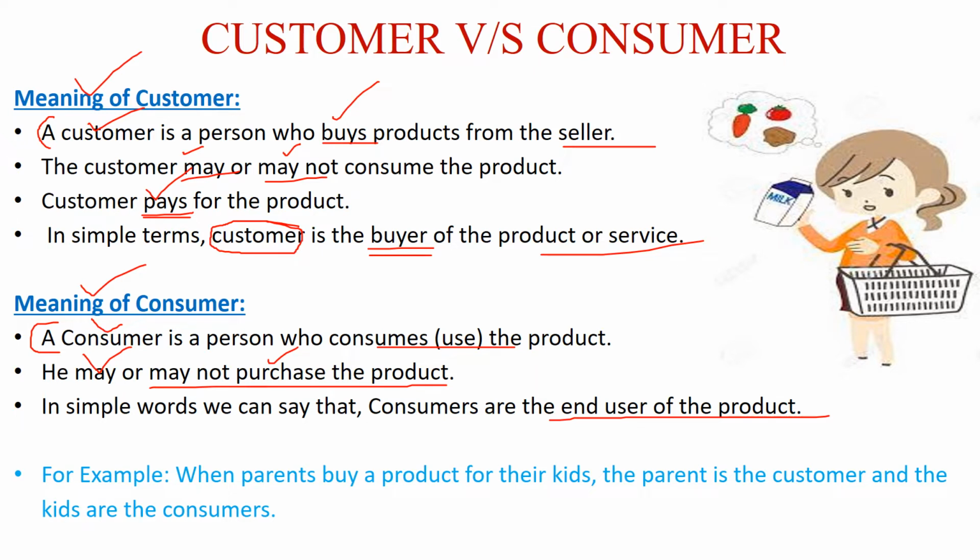If we take an example, when parents buy a product for the kids, the parents are the customer and the kids are the consumer. If we take the example of milk, when the parents are buying milk for the kids, the parent is the customer and the kids are the consumer. Because parents are buying not for themselves, they are buying for the kids and they are paying. So parent is the customer and kids are the consumer. I hope you are clear with the meaning of customer and consumer.